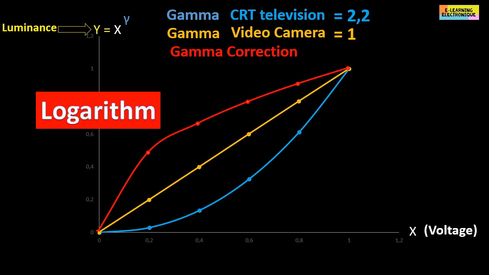This curve is this time of logarithmic type. It is a reciprocal curve of the blue curve, which represents here the gamma of the CRT television. Here, the value of the gamma correction is 0.45. This figure is found by performing the following operation: 1 divided by 2.2, which is the gamma of the CRT television.